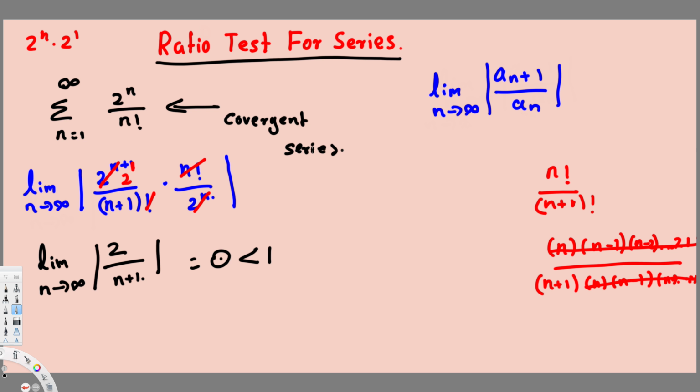And also this is an absolutely convergent series. When we take the ratio test and it passes, that is, if you get a convergent result, that's absolutely convergent. So that's how we do the ratio test for series.